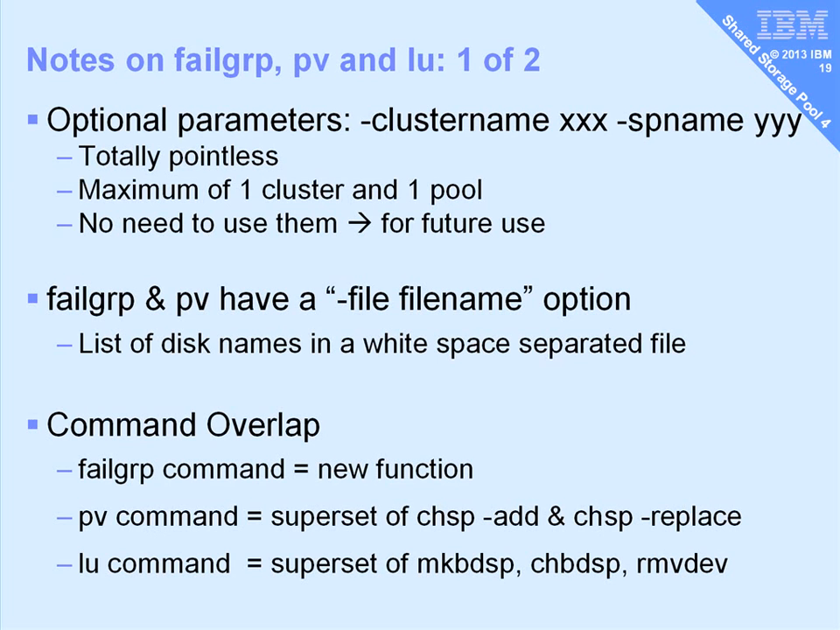There is a bit of a command overlap. The failure group command is completely new function, so that's new. The PV command is a superset of the chsp -add and chsp -replace commands. As it's easier to type in the PV command and it has extra features, I think everybody should move over to the PV command.